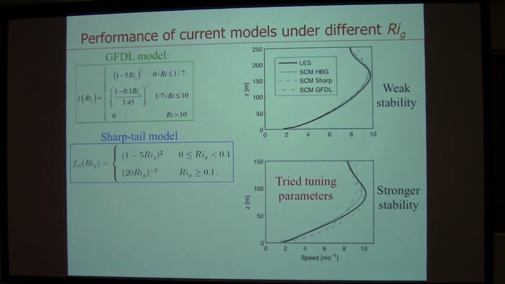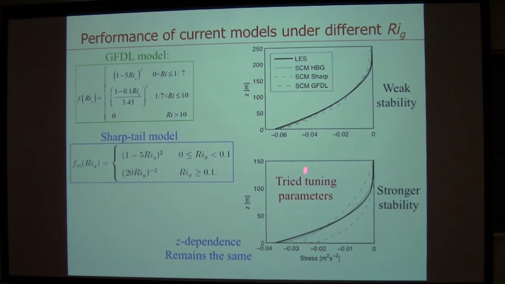So then we went back to running the single column model with models of the diffusivities rather than the values from LES. We used the long tail model of GFDL and a sharp tail model. For weak stabilities, everything works fine. For stronger stabilities, things start looking pretty bad. We tried tuning the parameters for these, and it didn't improve things very well. You even see a bigger problem with the stresses and the fluxes, certainly for the stresses. Both the dot-dash and the dashed lines, which are these two models, deviate quite significantly from the LES for the stronger stability cases.